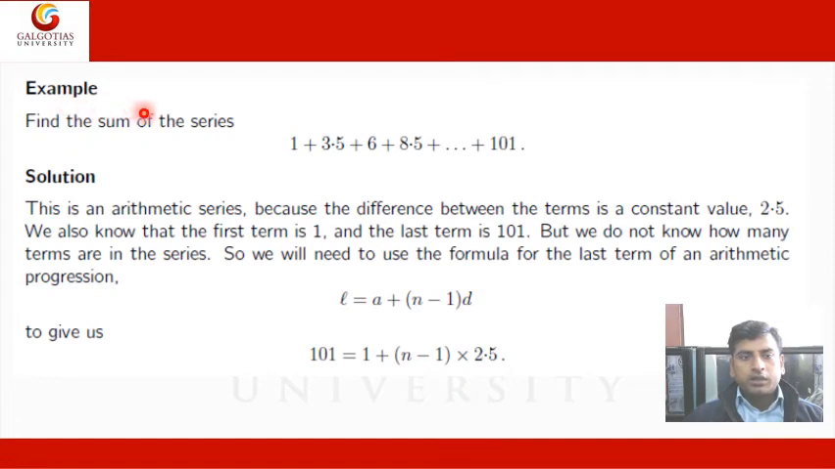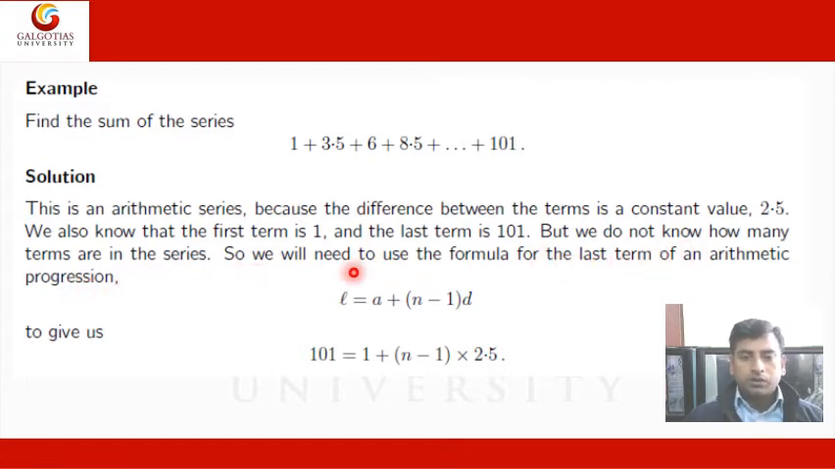Here is another example. Find the sum of the series, that is 1 plus 3.5 plus 6 plus 8.5 plus dot dot dot plus 101. So last term is 101. So here we have to find out the sum of this series. So this is an arithmetic series because the difference between the terms is a constant value 2.5. We also know that the first term is 1 and the last term is 101, but we do not know how many terms are in the series.